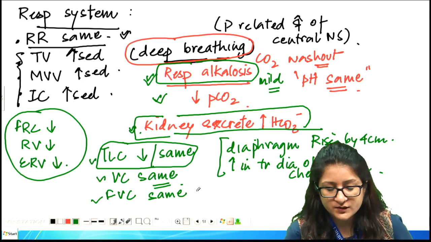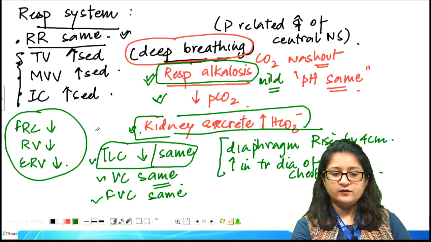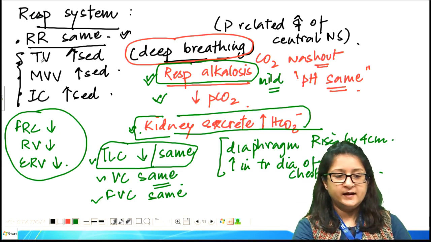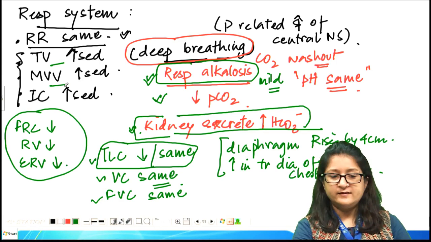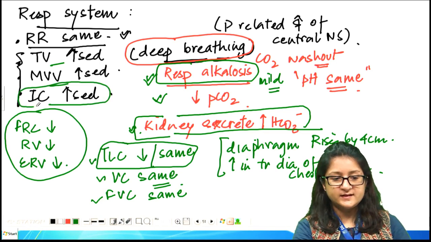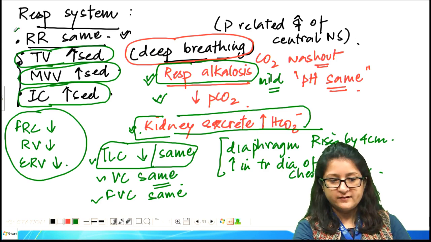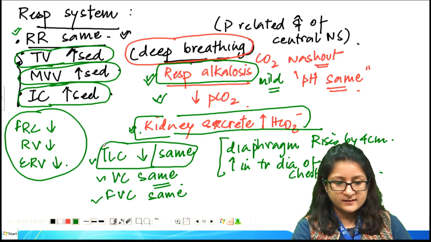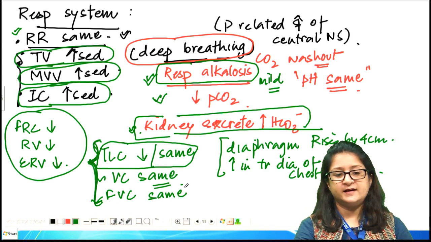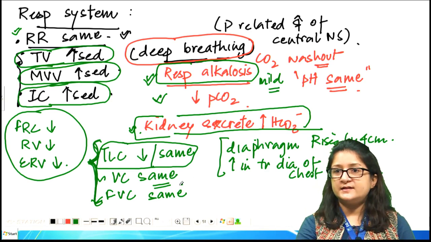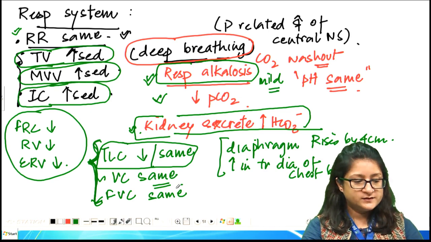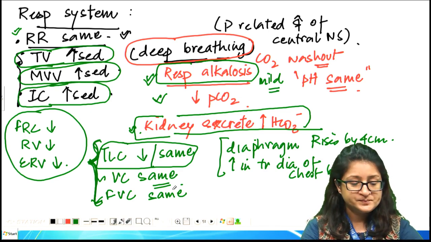All right, so all the expiratory volumes are decreased. The tidal volume, minute ventilatory volume, and inspiratory capacity are increased. To begin with, the respiratory rate remains the same, and the total lung capacity, the vital capacity, and the forced vital capacity remain the same. So these are the important things that you should remember.